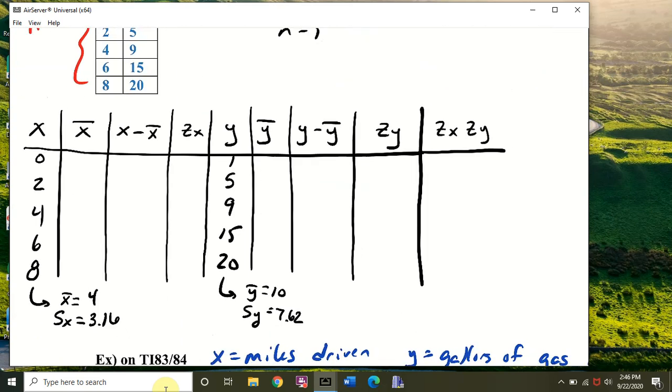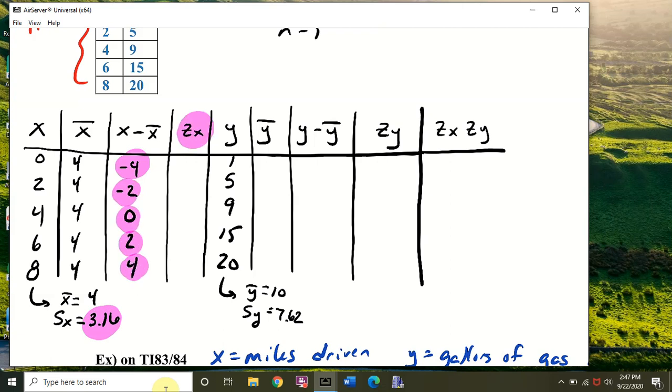So look, I already went ahead and found the average of these 5 data points. Add and divide by 5, or use your calculator to do one-variable stats. Okay. And now if I subtract each x minus average, 0 minus 4, 2 minus 4, 4 minus 4, 6 minus 4, 8 minus 4. Okay? And now I'm going to take each of these values and divide it by the standard deviation to come up with my z-scores.